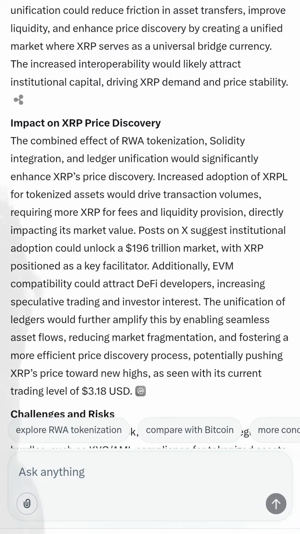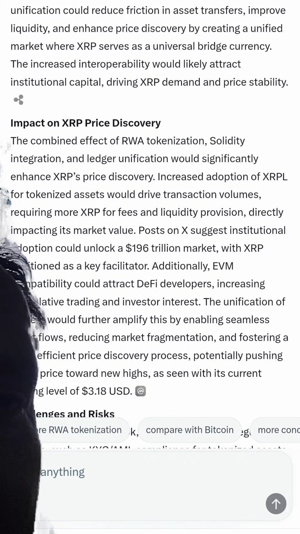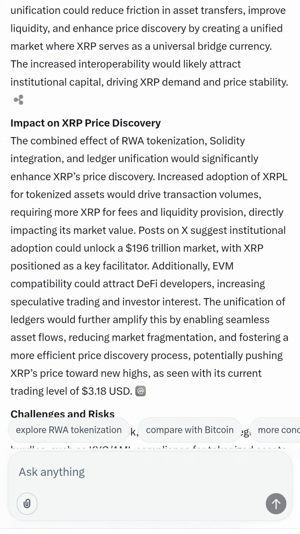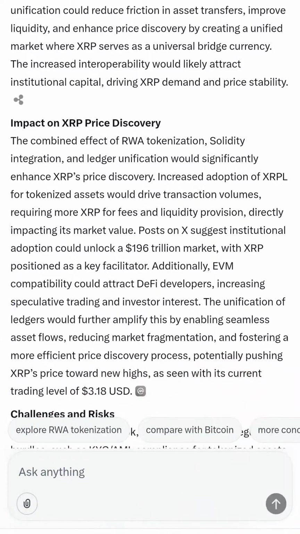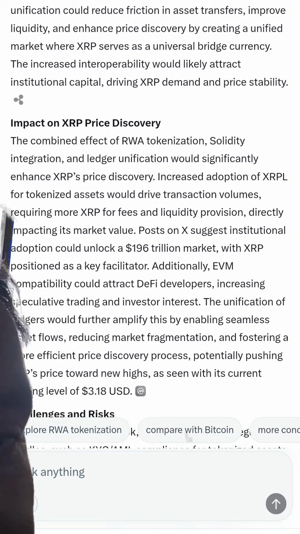Impact on XRP's price discovery. Check this one out. The combined effect of RWA tokenization, Solidity integration, and ledger unification would significantly enhance XRP's price discovery. Increasing adoption of XRPL for tokenized assets would drive transaction volumes requiring more XRP fees and liquidity provisions, directly impacting market value. Posts on X suggest institutional adoption could unlock a $196 trillion market, with XRP positioned as a key facilitator.